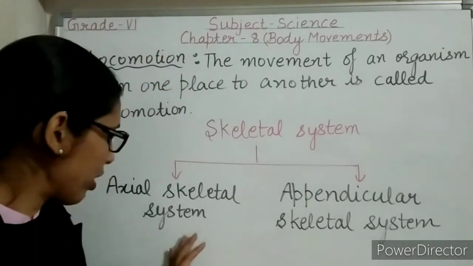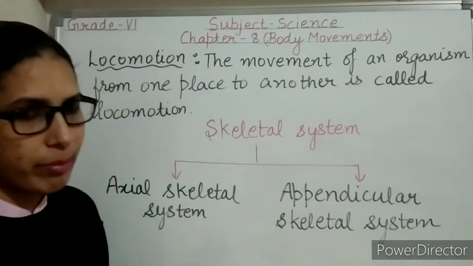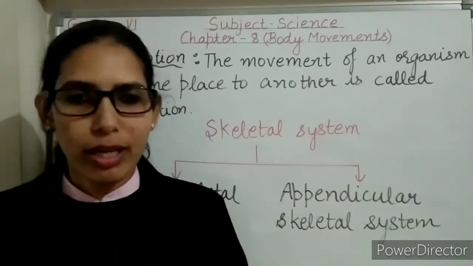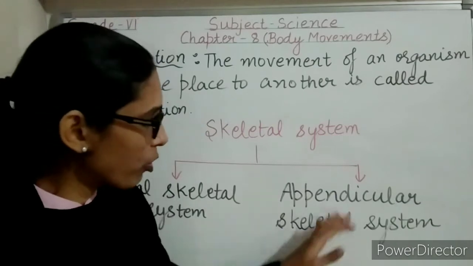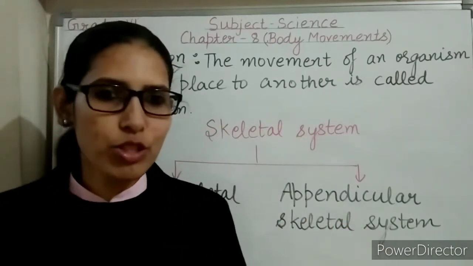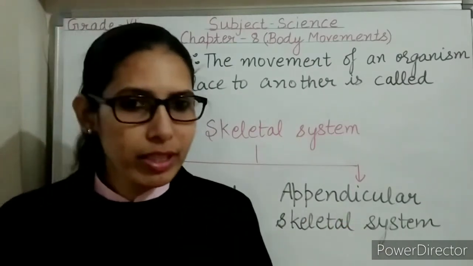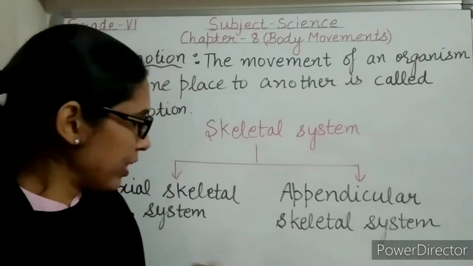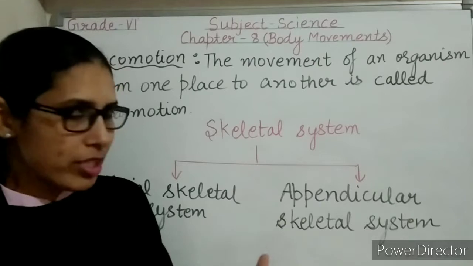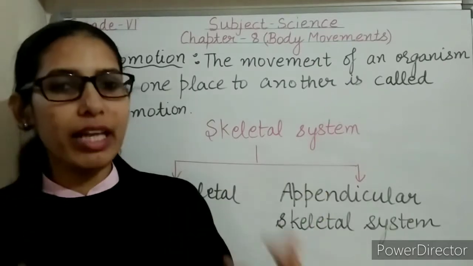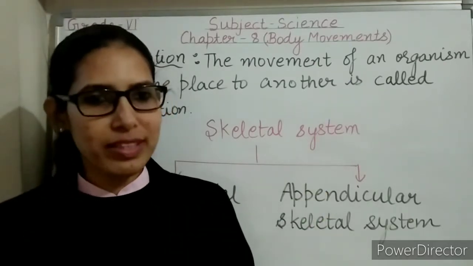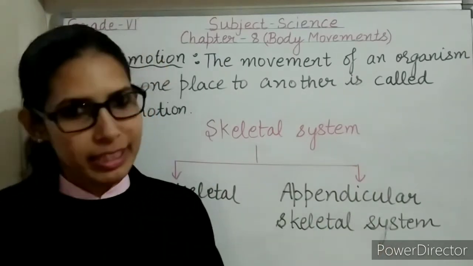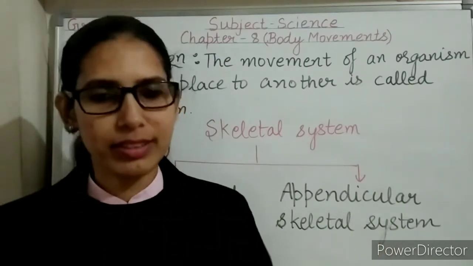Let's start first with the axial skeletal system. The axial skeletal system consists of skull, vertebral column and chest bone. The appendicular skeletal system consists of pectoral girdle, pelvic girdle, and bones of arms and legs. It will be easier for us to understand these things with the help of figures, so now we will study them in detail with the help of the figures.